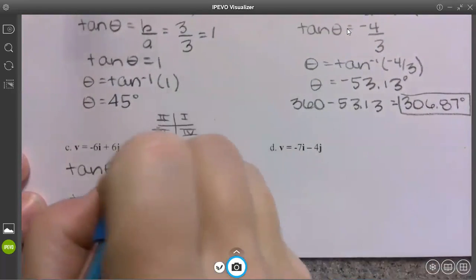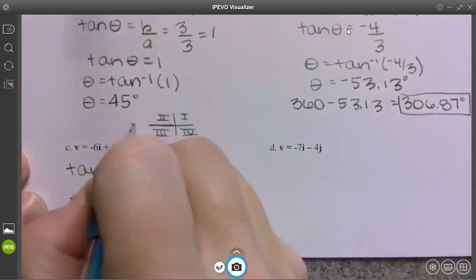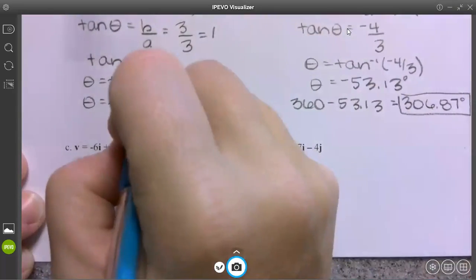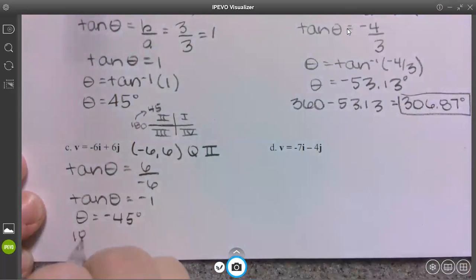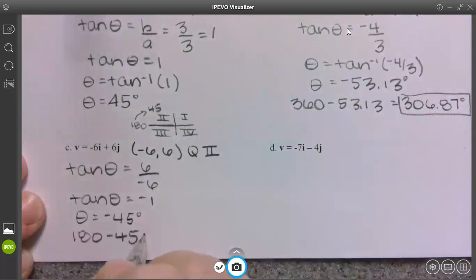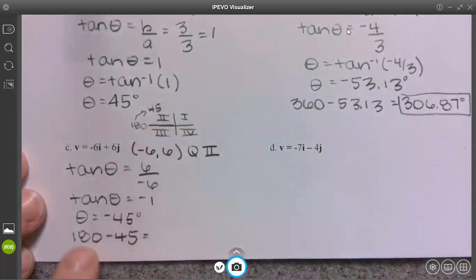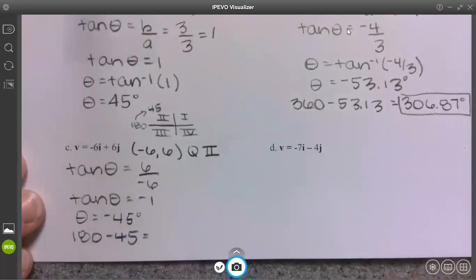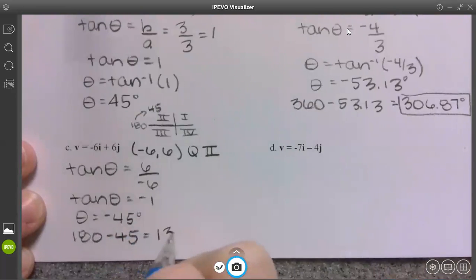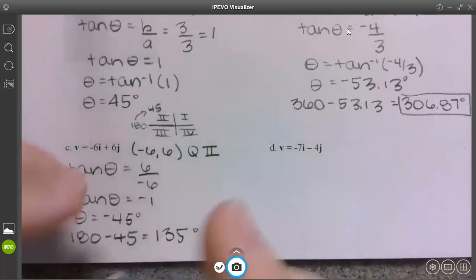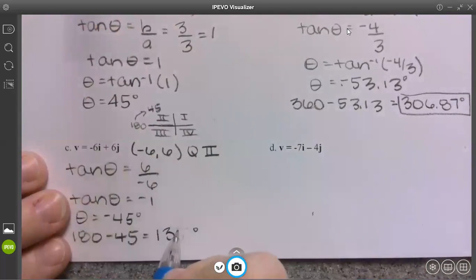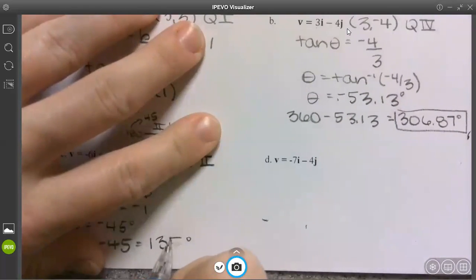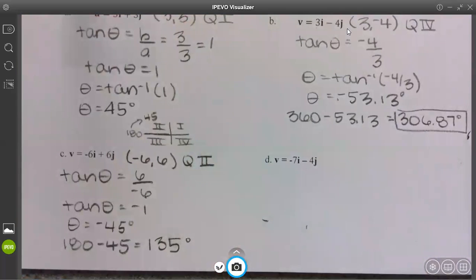If we're in quadrant 2, this is 180, and I'm going backwards 45. I'm going to do 180 minus 45. So again, quadrant 2, what that's helping you do is get this angle right here that you're subtracting from. In here, we were in quadrant 4, so we used 360. Okay, 180 minus 45 is going to be 135.